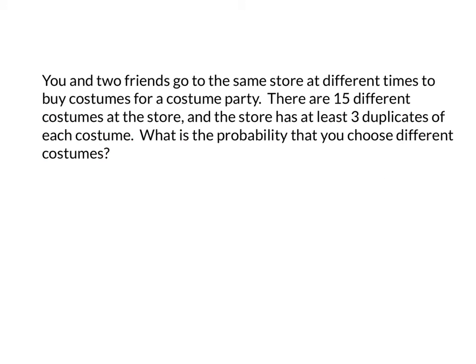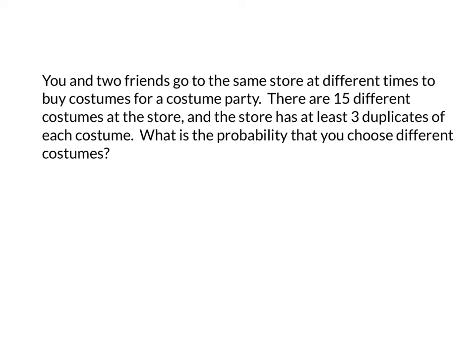All right, you and 2 friends go to the same store at different times to buy costumes for a costume party. There are 15 different costumes at the store, and the store has at least 3 duplicates of each costume. What is the probability that you choose different costumes? All right, so basically that means you can all get the same costume because there's three duplicates of each one. So technically you could all 3 get the same one.